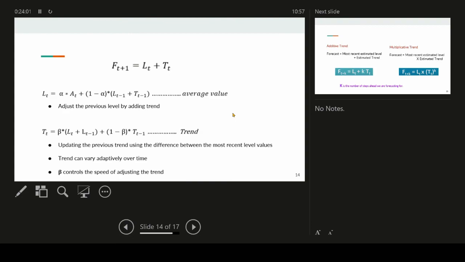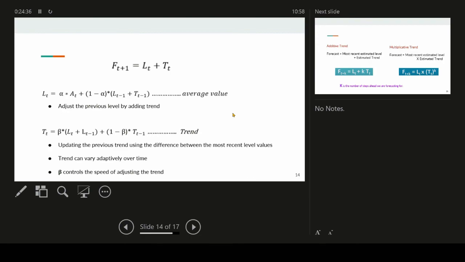As you can see, this is almost like a weighted average, because alpha and 1 minus alpha, if we add them, we will get a value of 1. So we are giving a weightage of alpha to the previous actual demand value, and 1 minus alpha weightage for the level and trend of the previous data. So we adjust the previous level by adding the trend. The level will be adjusted by adding the trend.